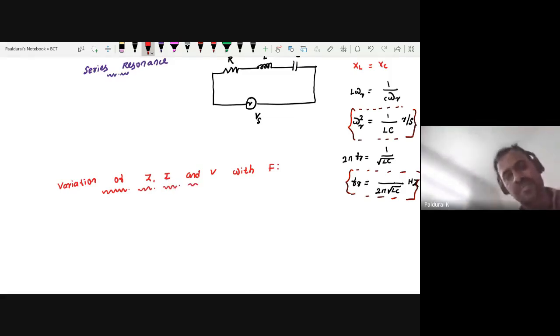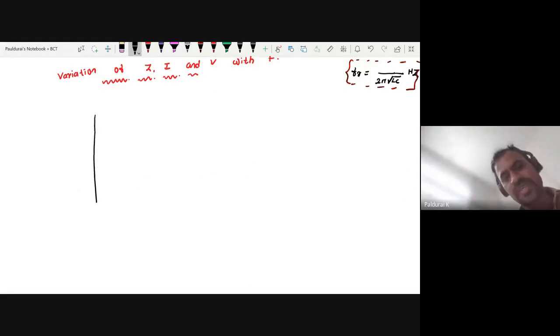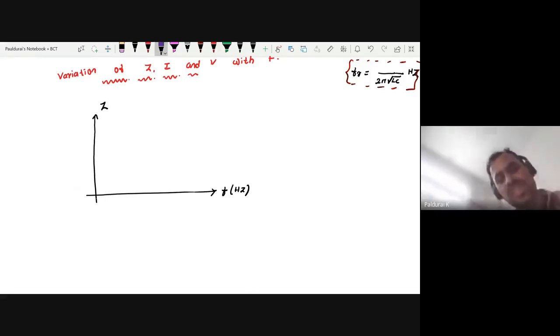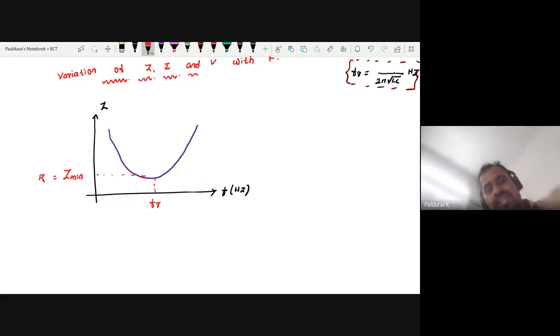First, what is the variation of impedance in terms of frequency in hertz? At resonance, you will get a curve like this. How we got this curve, I don't want to repeat that. At the resonance frequency, this impedance is minimum. It is given by almost R. What about this range?